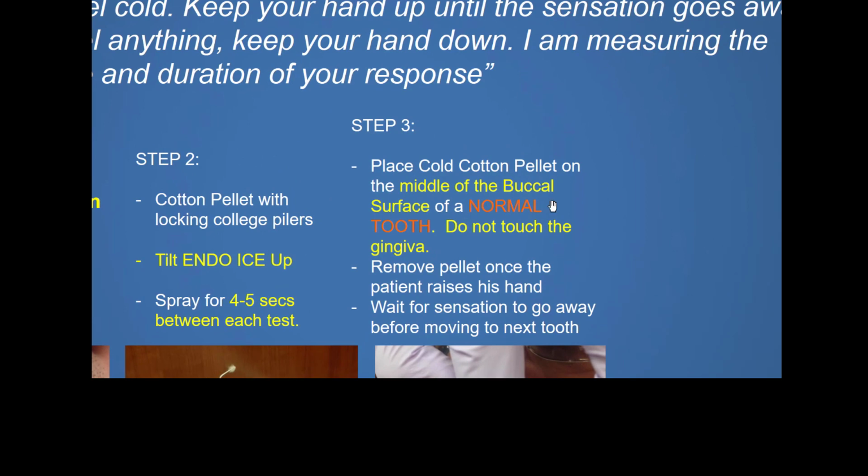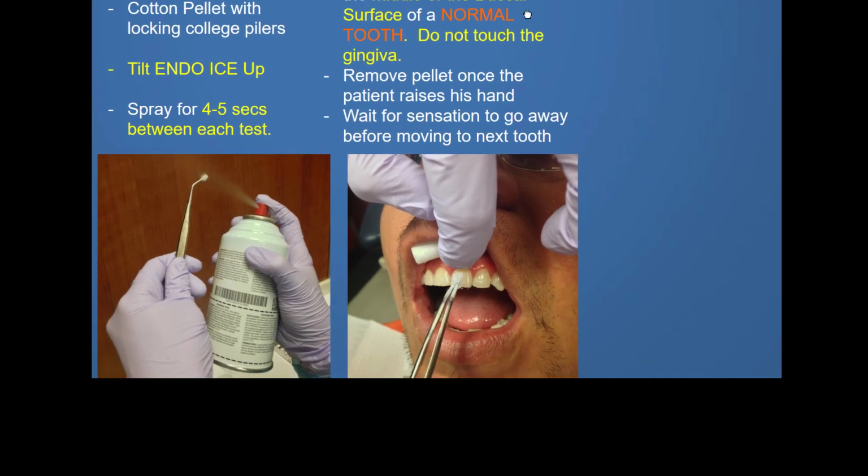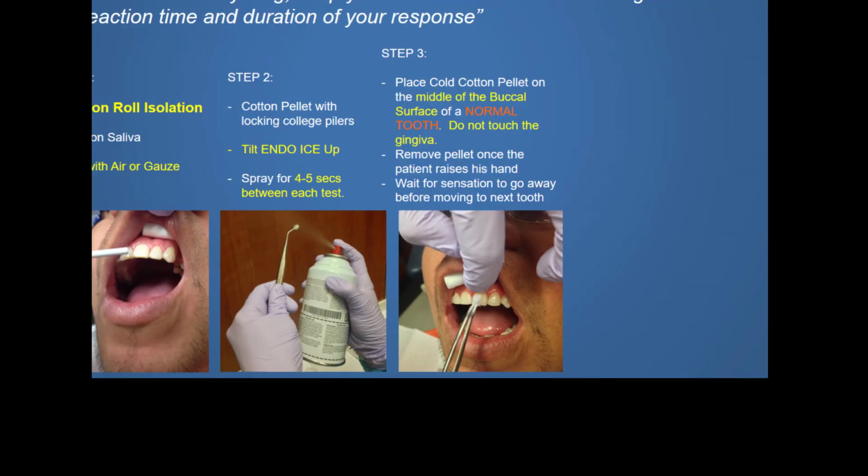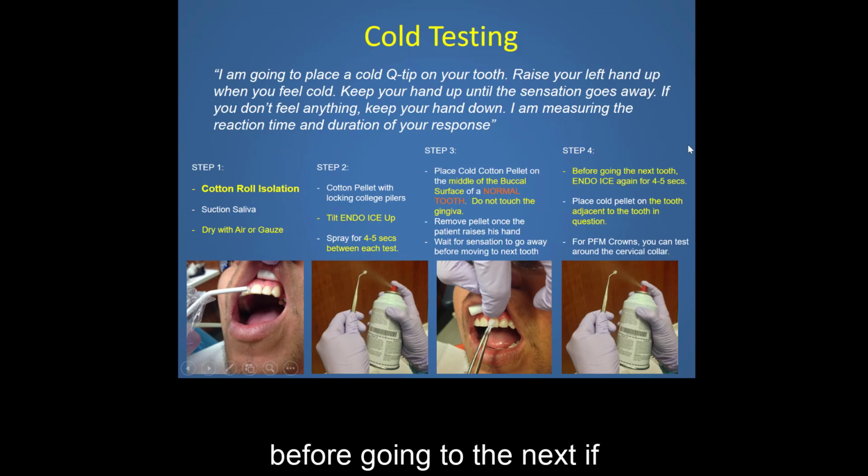Step 3, place the cold cotton pellet on the middle of the buccal surface of a normal tooth. Do not touch the gingiva. Remove the pellet once the patient raises his or her hand and wait for the sensation to go away before moving to the next tooth. In step 4, before going to the next tooth, endo ice again for 4 to 5 seconds. Place the cold pellet on the tooth adjacent to the tooth in question. All right, just a side note, for PFM crowns, you can test around the cervical collar.